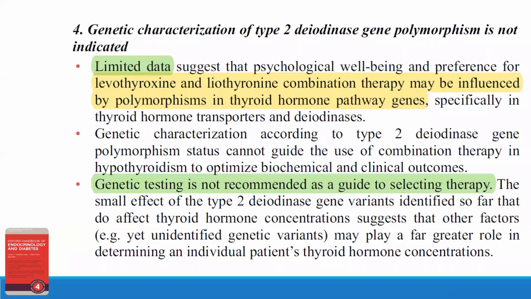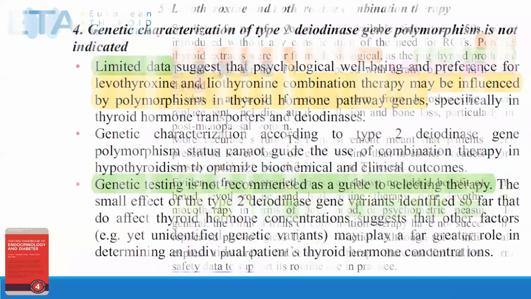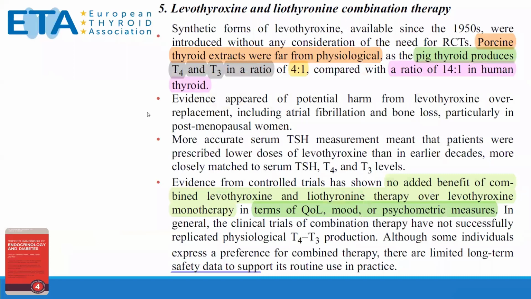The genetic characterization of type 2 dehydrogenase gene polymorphism is not indicated. So if you suspect type 2 dehydrogenase enzyme defect, don't do polymorphism gene analysis. Genetic testing is not recommended as a guide to selecting a therapy. In levothyroxine, this is a combination therapy. This is a very important topic, levothyroxine and liothyronine combination therapy.